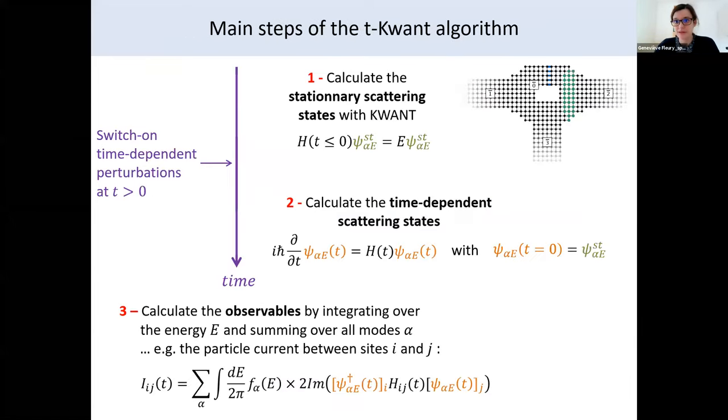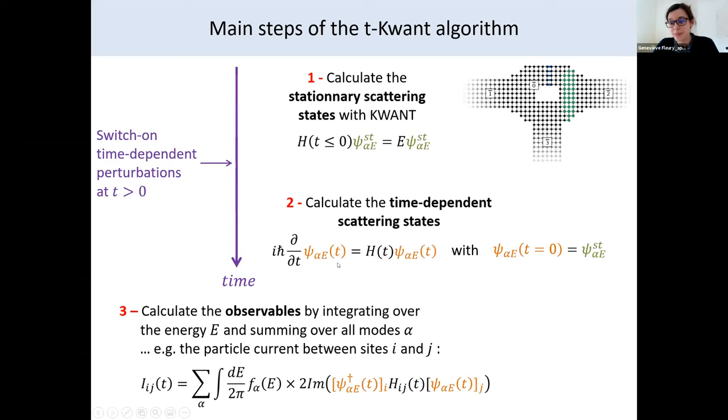Now let me sketch the main steps of the algorithm. It's quite simple. So we start with the stationary problem for the total system, including the leads. And we calculate with Kwant the stationary scattering states. So here, this object is a stationary scattering state corresponding to an incoming mode alpha at the energy E. And then we switch on time-dependent perturbations, let's say at time t equals zero, and we make the scattering states evolve in time according to the Schrödinger equation with this initial condition.